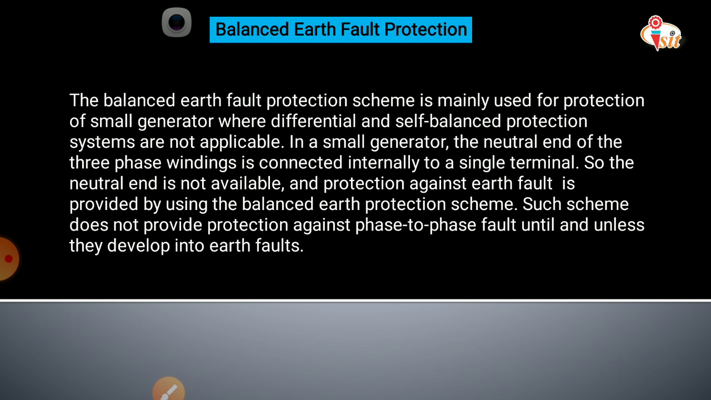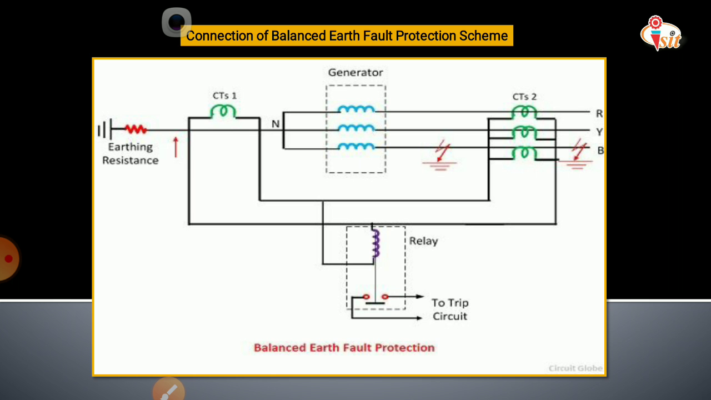Since it is also called the restricted earth fault protection, it will be restricted to give protection against the earth fault. So it is also called the restricted earth fault protection. So we see how the balanced earth fault protection scheme will work. So here is the circuit diagram arrangement for providing the balanced earth fault protection.